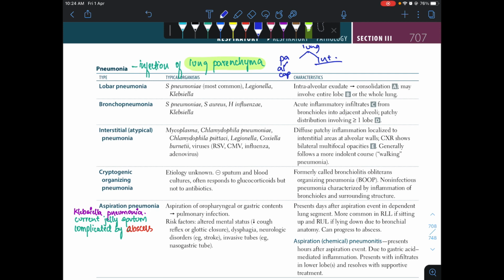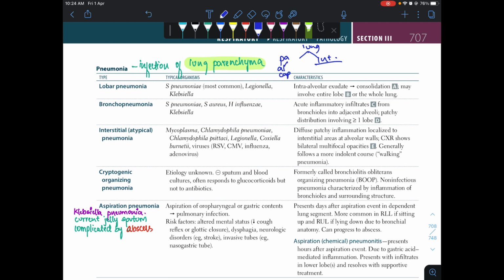And why does pneumonia occur? As we know, we have a protective or defense mechanism in the lung to protect against bacteria and viruses. When these mechanisms fail to clear the bacteria or virus, we get pneumonia.